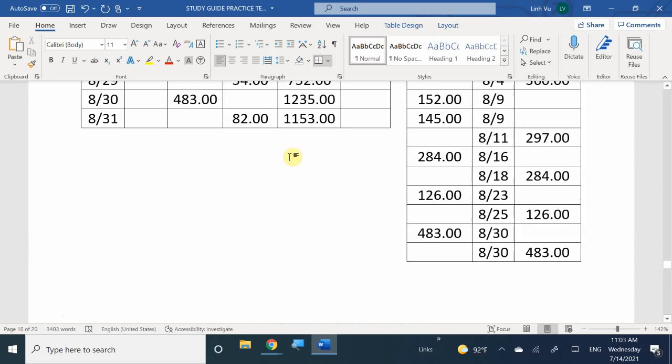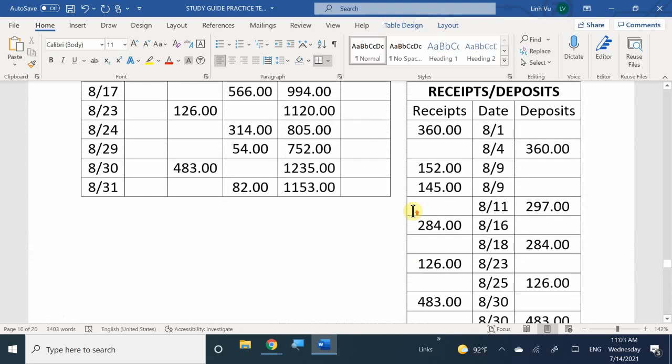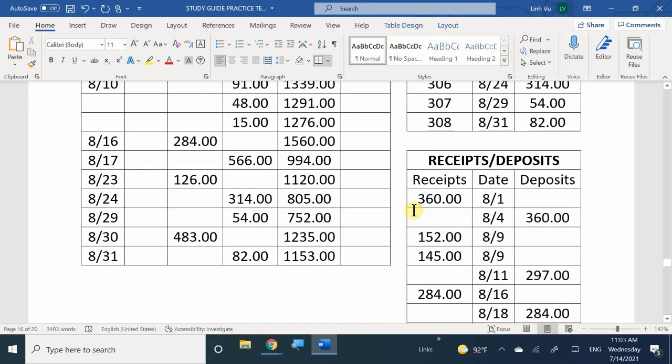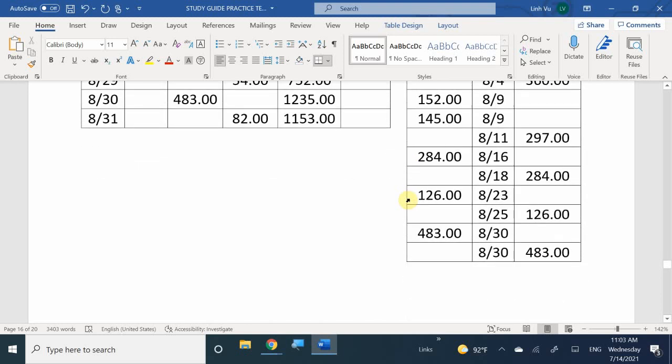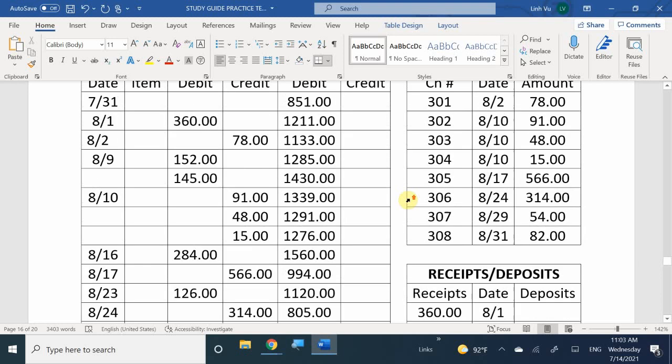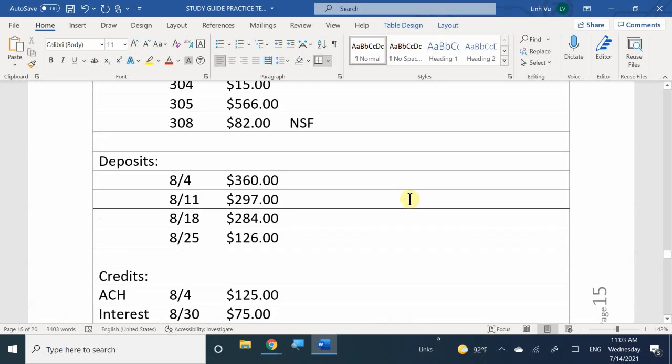So let's take a look at my deposits. How many deposits do I actually have on my books? How many have I recorded? 1, 2, 3, 4, and 5. And let's take a look at our bank statement. Which deposits actually cleared? I see only 4 deposits actually cleared.